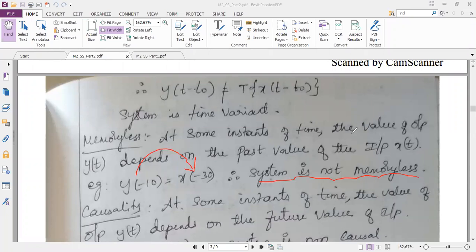You can ask me a question, ma'am. In the previous problem, you said it was x of e power x of t. Along with t in the bracket, we do not have a plus term or minus term. So you said it is just a present value, so the output depends only on the present. So the conclusion is it is a memoryless system.